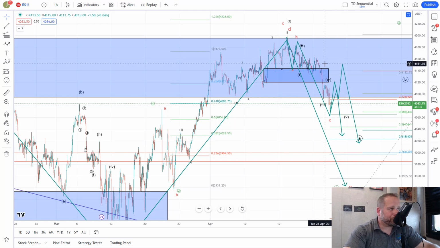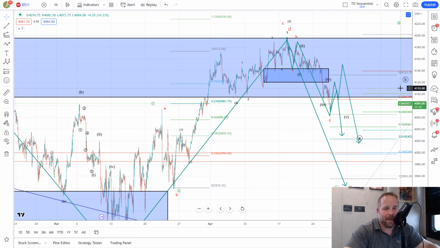So overall, this is where we're at, looking for lower in the 4020 area to complete this A wave. Whether they give us a little bounce or not first or directly down will be up to the market, but that's the overall target for the first leg down before we see a bigger B wave bounce.